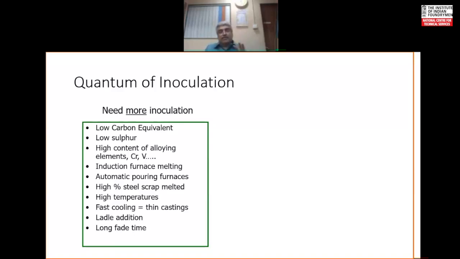When there is a faster cooling of the casting, here we are talking about the nature of casting, thin-walled casting, then in order that well before the metal freezes, you want carbon to come out of the solution. So you want to provide more number of nucleation sites in the bath. If it is ladle addition, again you need to add higher quantity, higher percentage of inoculation. Or if it is a large casting, you need long cooling times, you need more inoculation.